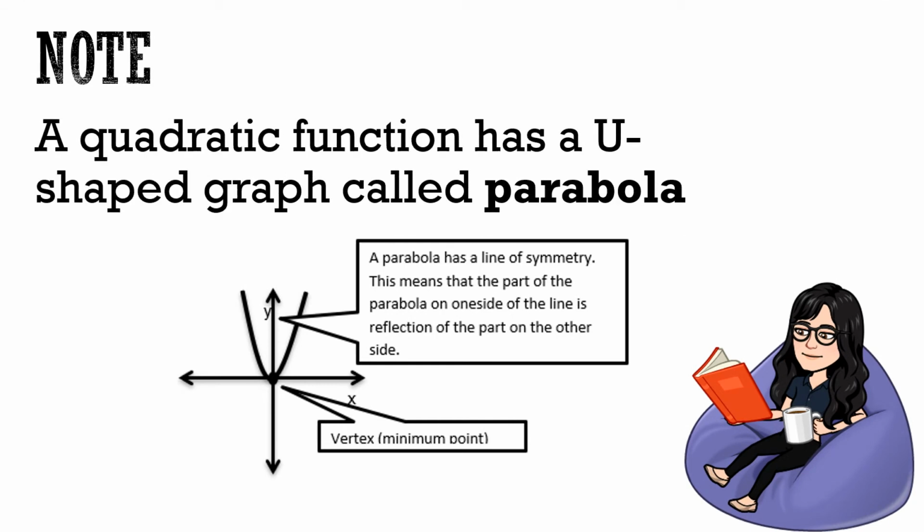Take note, a quadratic function has a U-shaped graph which is called the parabola. A parabola has a line of symmetry. This means that the part of the parabola on one side of the line is a reflection of the other part on its side. The middle point is what we call the vertex.